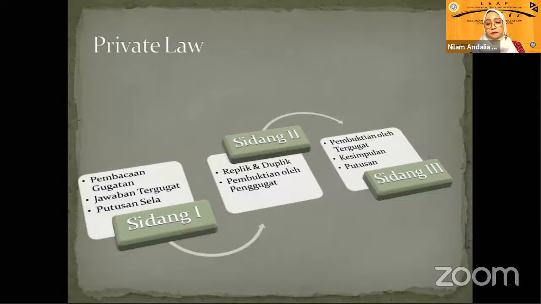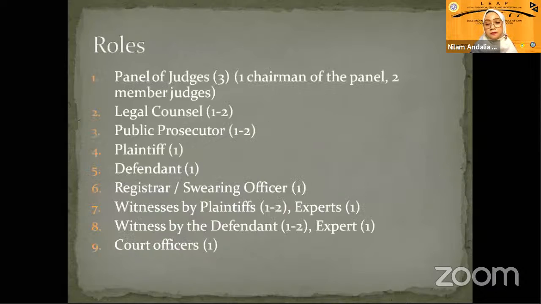The roles that we need for private law moot court: the first is the panel of judges. It always consists of 3 students, one chairman of the panel and two members of judges. And then the second role needed is legal counsel. It can vary from 1 to 3. Also the public prosecutor, it can vary from 1 to 3, at least 1. And then plaintiff, defendant, registrar, swearing officers, witness by plaintiff, witness by defendant, also the court officers.